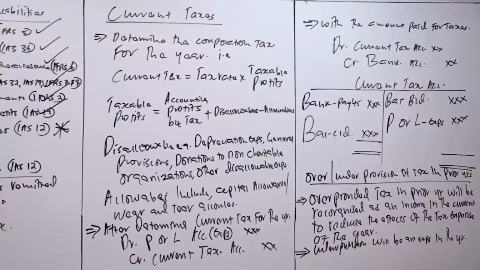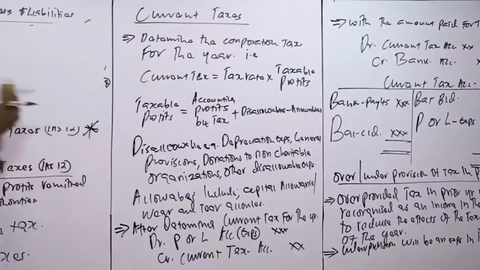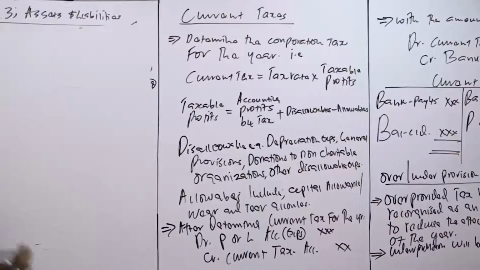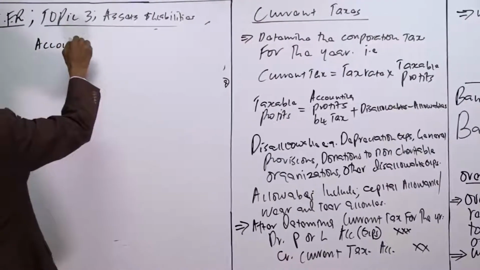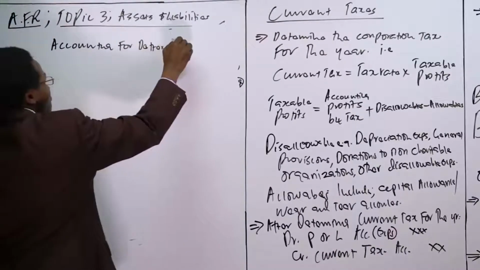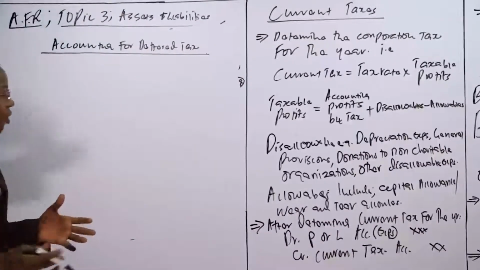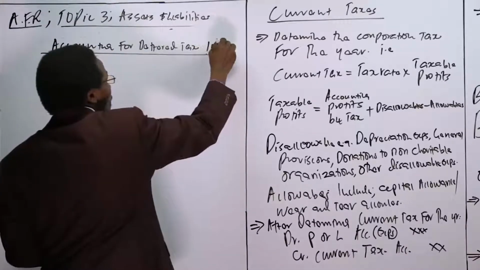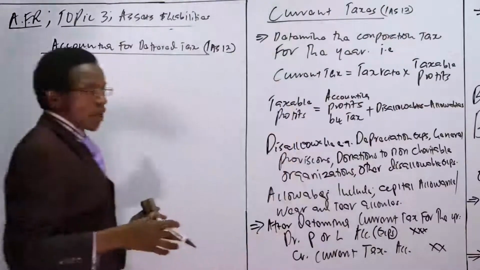That's very important. Now we want to move further and talk about deferred tax and accounting for deferred tax. Still, we are under IAS number 12. Don't forget that. This is IAS 12. Even this one was IAS 12. Don't forget, we are still under IAS 12.